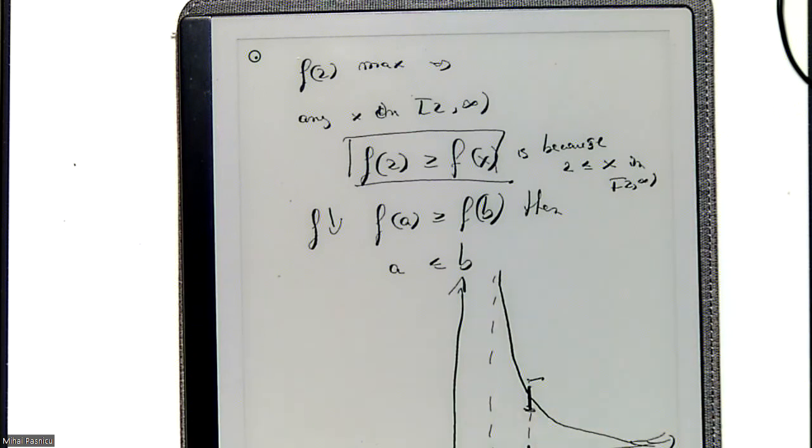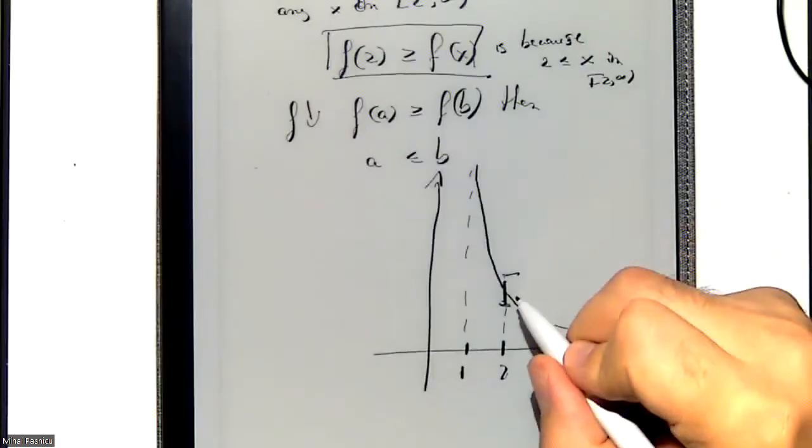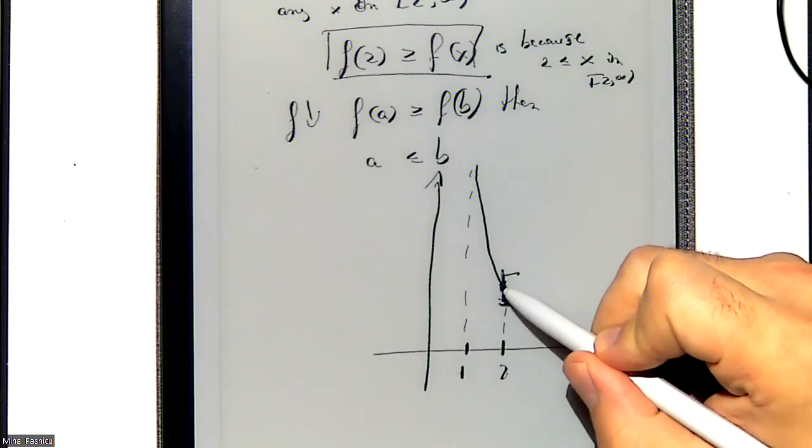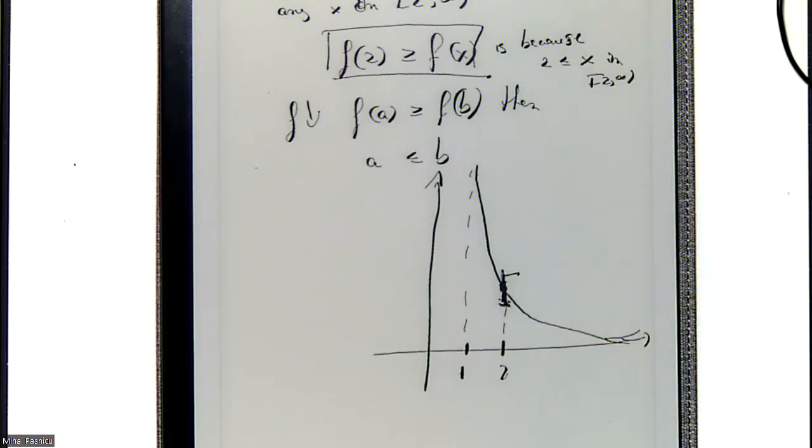Where's the maximum value? The maximum value is going to be at this 2, right? Because if I go to the right, it just gets smaller and smaller. So the maximum is going to happen here. Okay. If the function is decreasing, the maximum is always going to be to the left of the interval, and the minimum is going to be to the right of the interval.